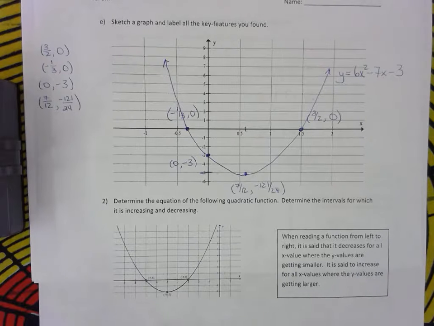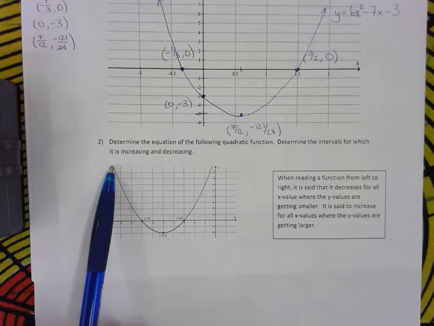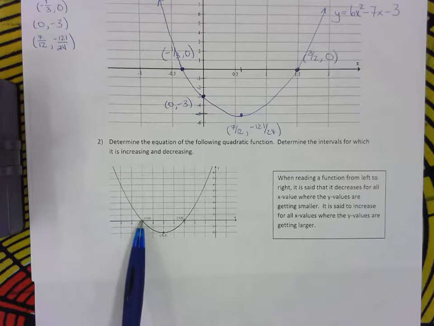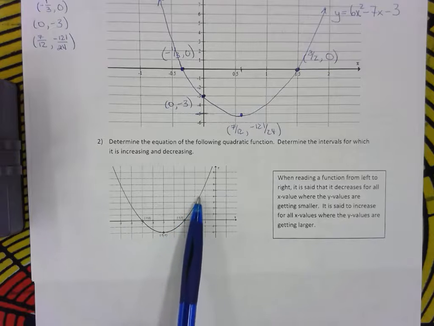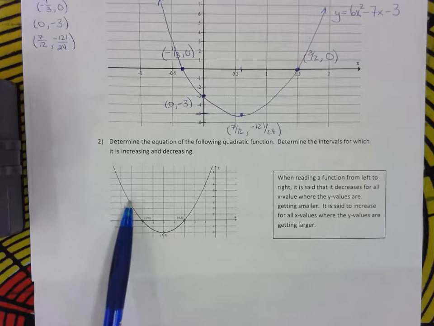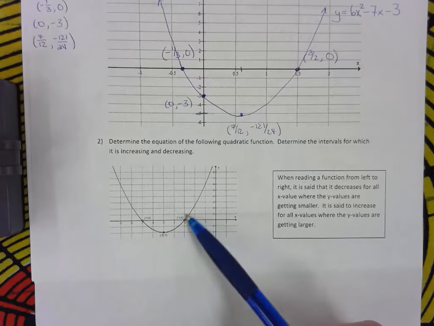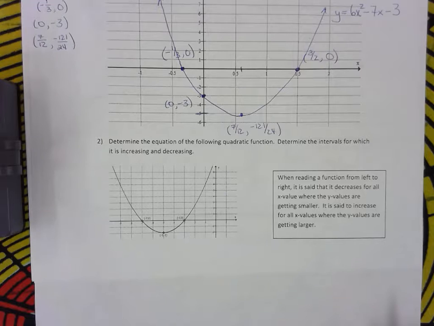And all it's asking is, if I'm looking at this function and I'm reading it from left to right, well, right now, as I'm heading this way, my y values are getting smaller. Right? And now all of a sudden I get to here, and as I keep going, my y values start to get bigger again. Okay? So when the y coordinates are getting smaller, we say that it is decreasing. And when the y coordinates are getting bigger, we say that it is increasing. And we just need to tell it when that's happening.